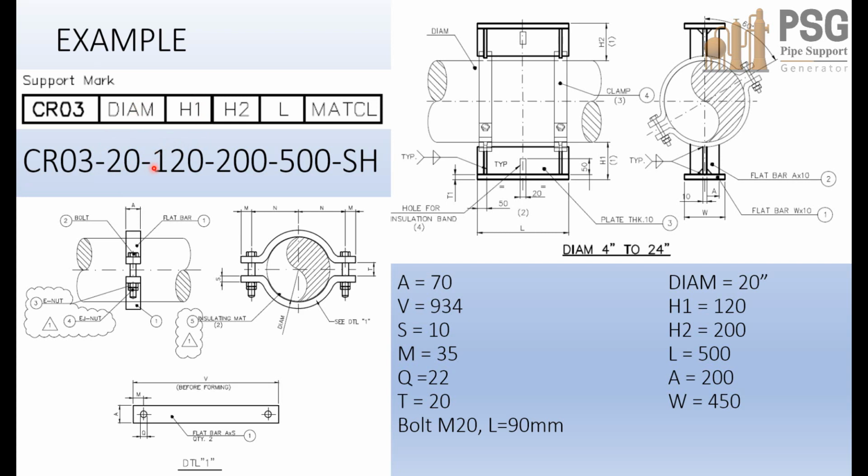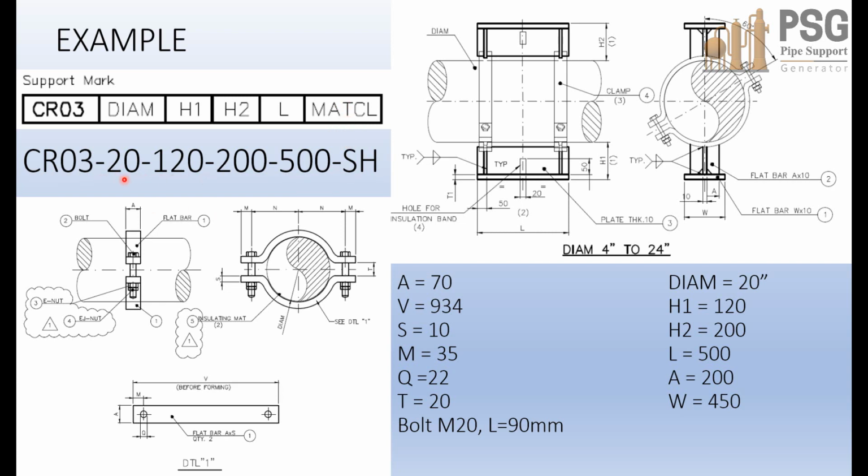And here, dash 120, which means the height of the bottom support equals 120 measured from the outside surface of the pipe to the end of the base plate. The second term equals 200, which defines the height of the top support measured from the outside diameter of the pipe up to the end of the base plate. And L, which is equal 500, which equals the length of this base plate, and finally the material class.